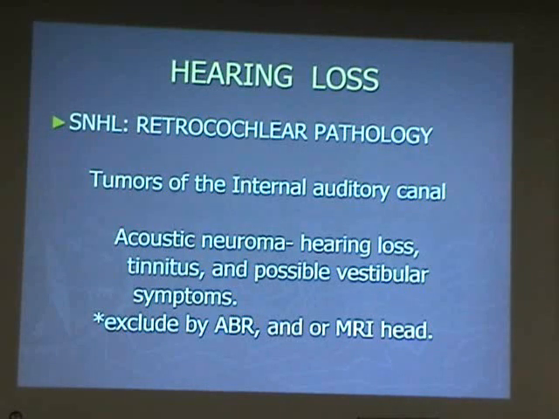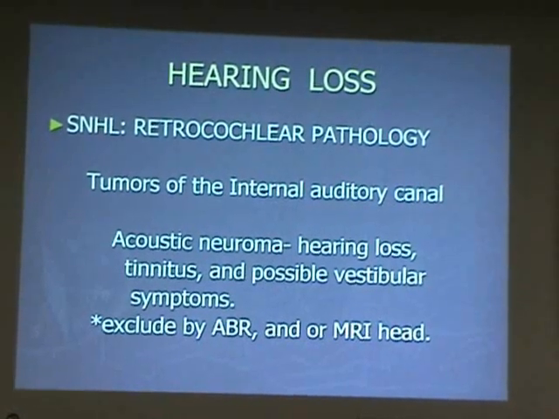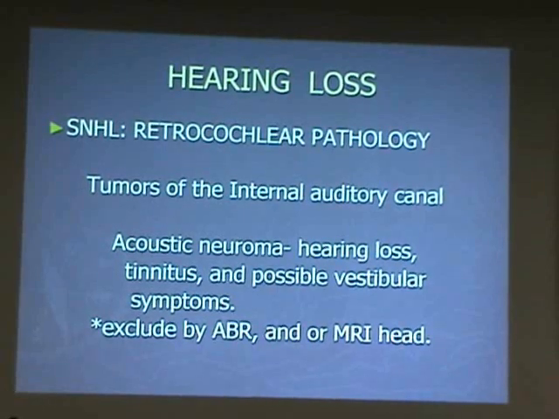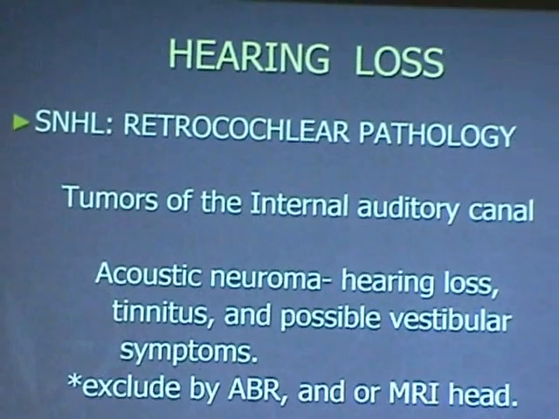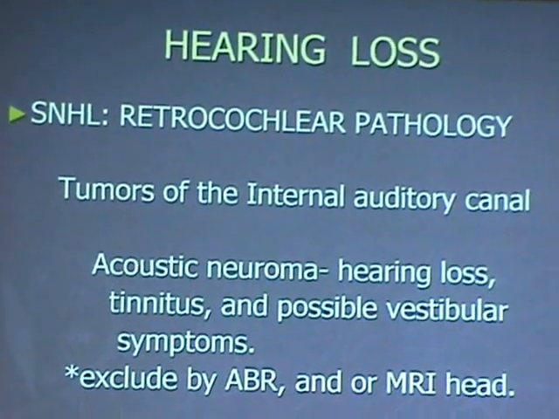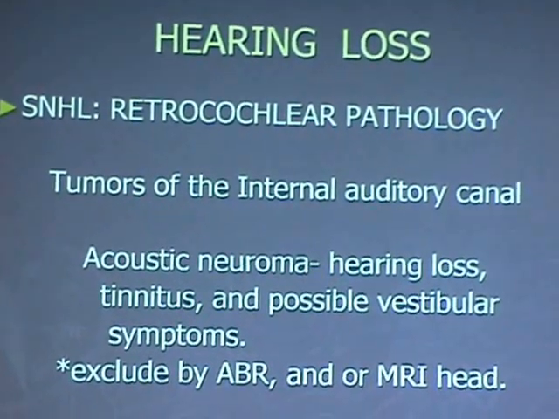One of the things you have to think about is a small, benign tumor in the internal auditory canal, which develops on the surface of the vestibular nerve. It's like a benign small tumor of the nerve sheath, and as it expands in this bony canal, it starts squeezing down on the nerve for balance and the nerve for hearing. But one of the first signs of an acoustic neuroma is hearing loss.